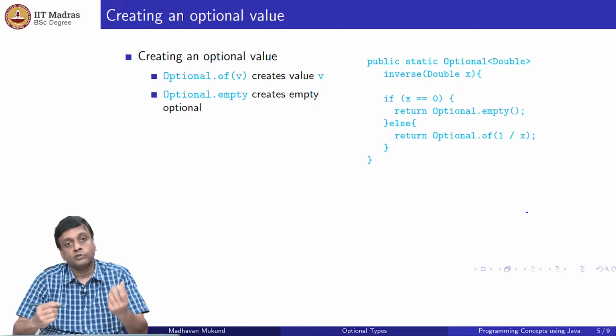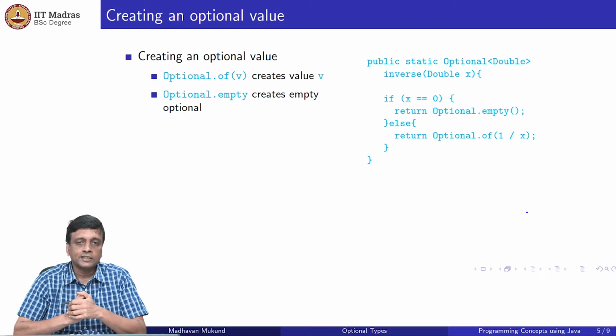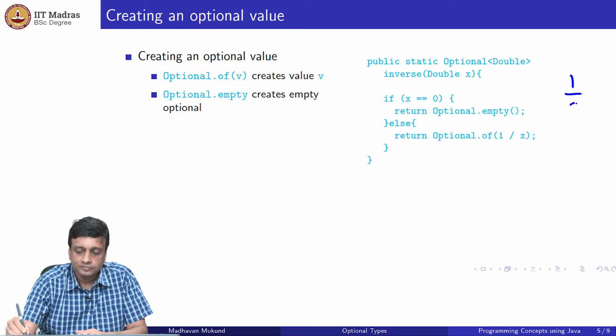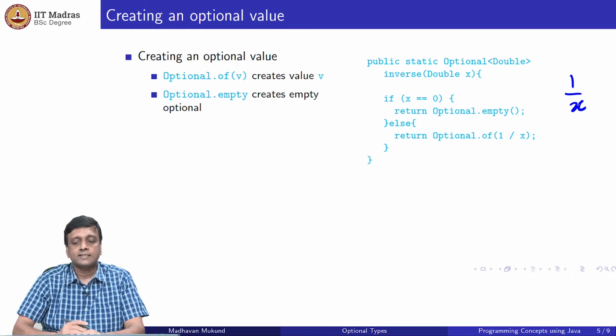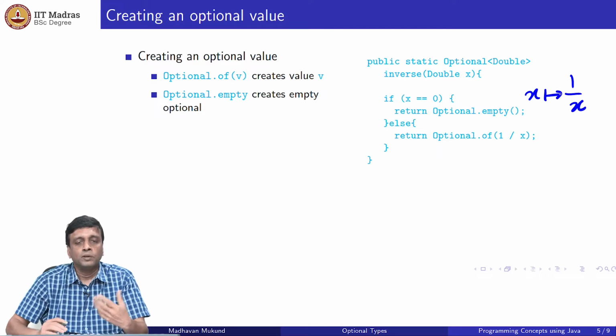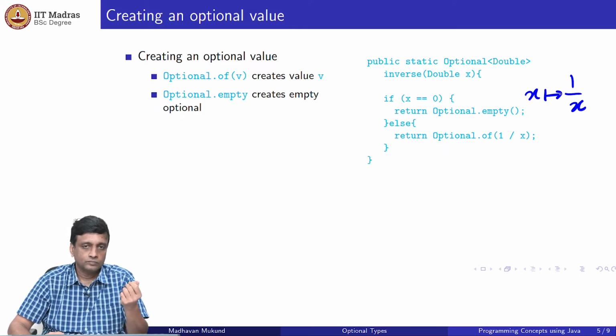Now, what if we want to generate an optional value? So here is a typical situation. You are computing some arithmetic expression, and this arithmetic expression may not have a valid value. So here we are taking inverse, right, 1 by x. So we are taking x, right, and we are mapping x to 1 by x. Now the problem, of course, is that if the argument given to us is 0, then 1 by x is not defined, right. So what we want to say is that this function will normally take a double and return a double, but optionally it may return no value.